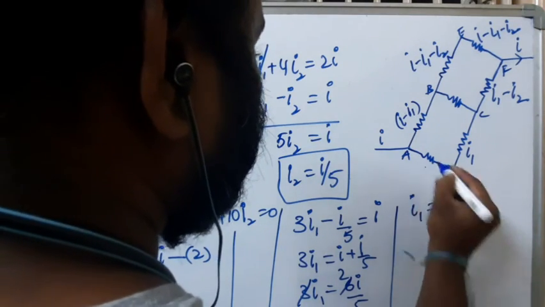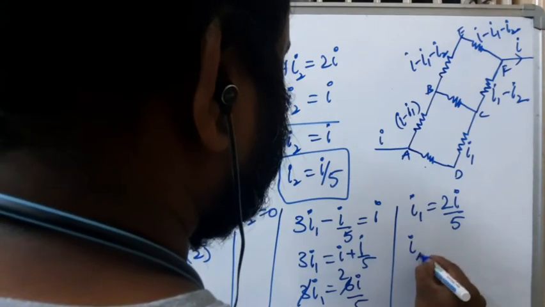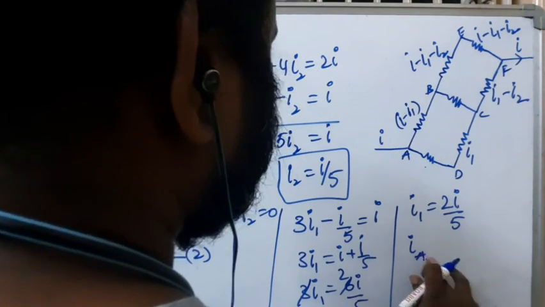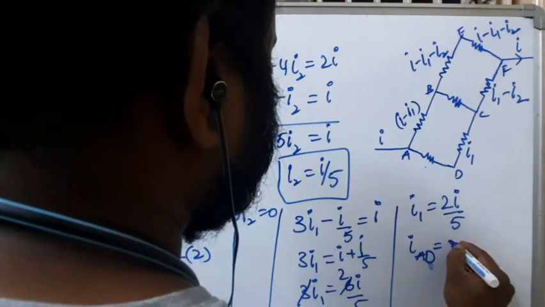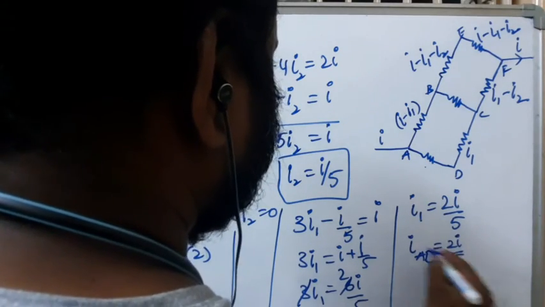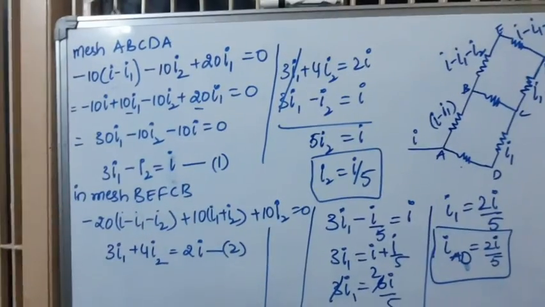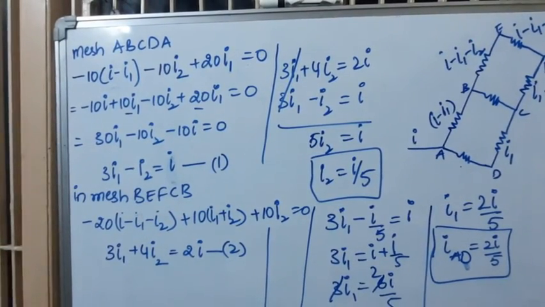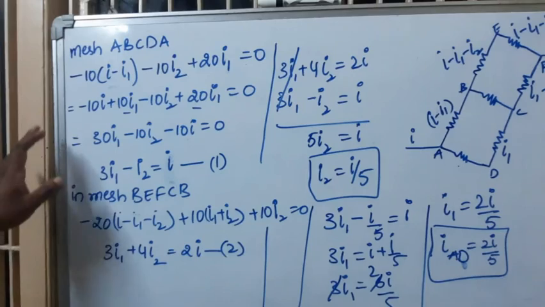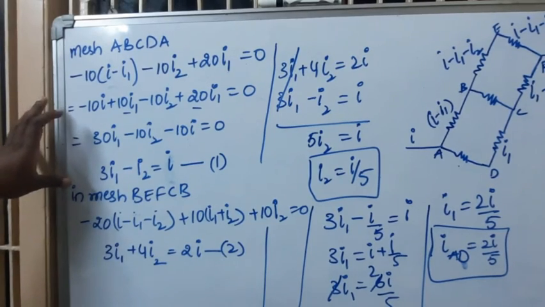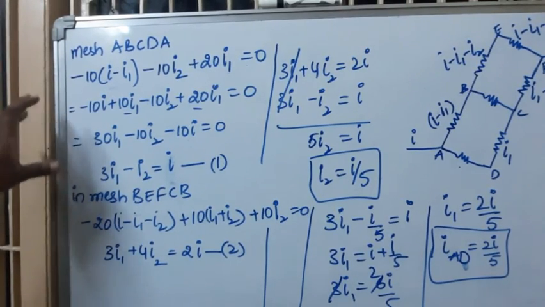i1 is nothing but this part. So i_AD is equal to 2i by 5. So this is the part. This sum we did with the help of loop law. This is also the easiest part, but we have to understand what we have to do.